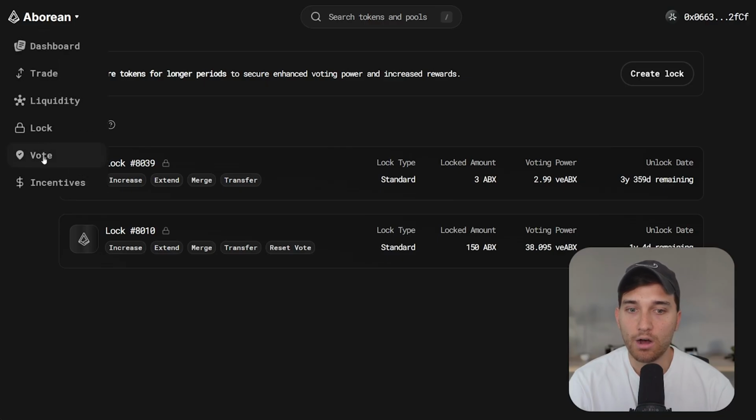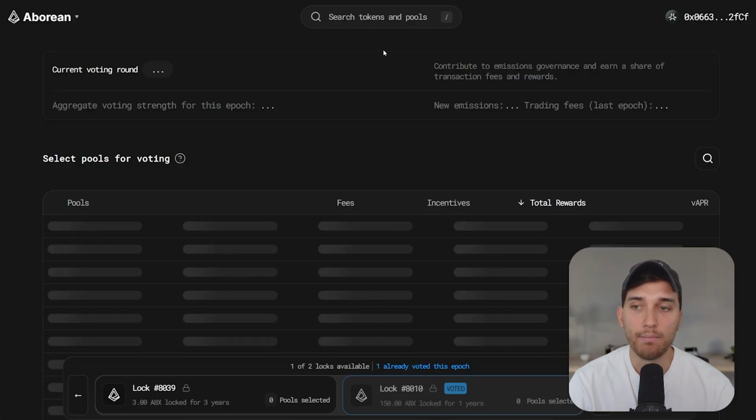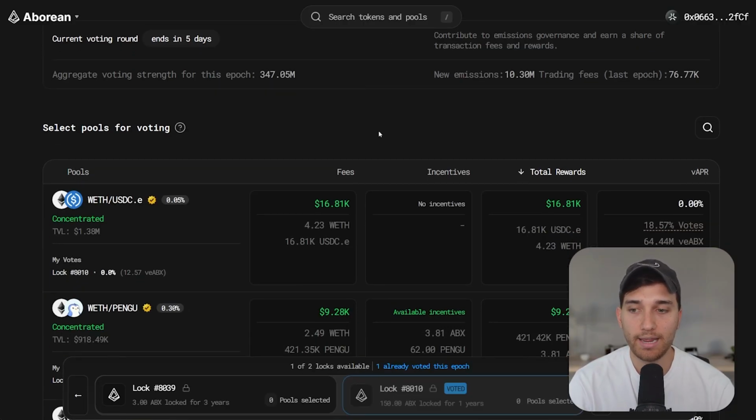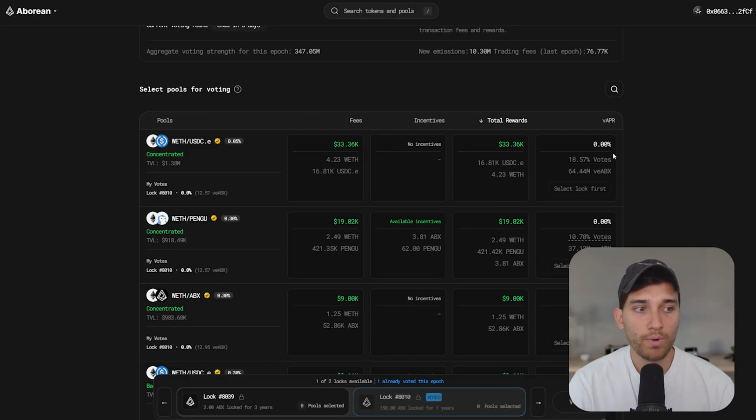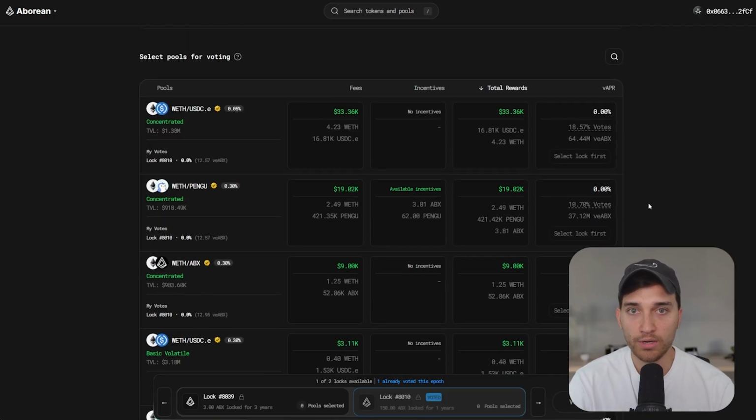So once I've locked, I now have the power to participate in the governance process of Aborean here. Essentially, what we can do with these locked NFTs is tell the app what pools we think should get those distributions of ABX tokens. And those ABX tokens will then be distributed to the liquidity providers of those pools, which is what we've already discussed in the first sections of this video.